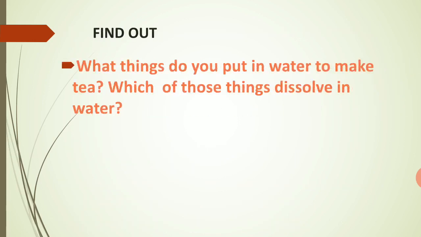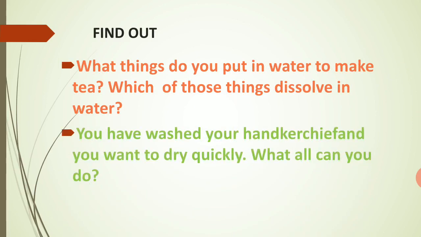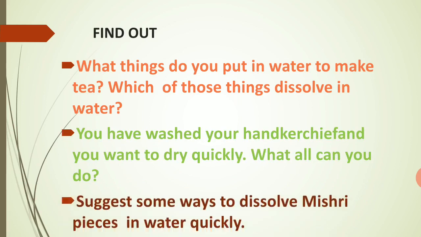Now find out what things you put in water to make tea. Which of those things dissolve in water? You have washed your handkerchief and you want to dry it quickly. What all can you do? Suggest some ways to dissolve things in water quickly. So children, try to find out the answer and write it.